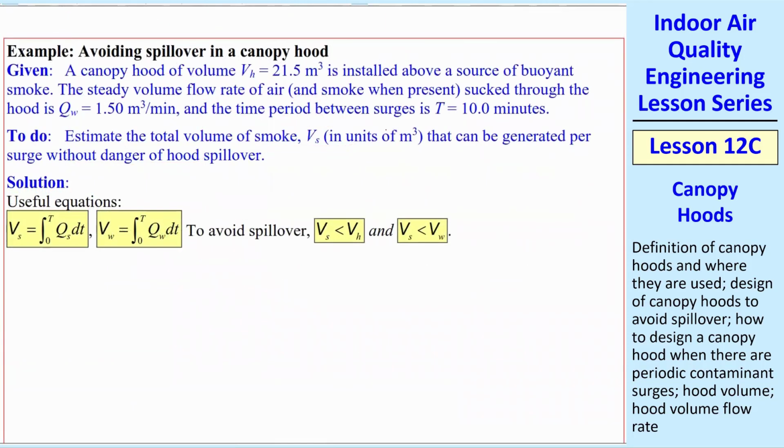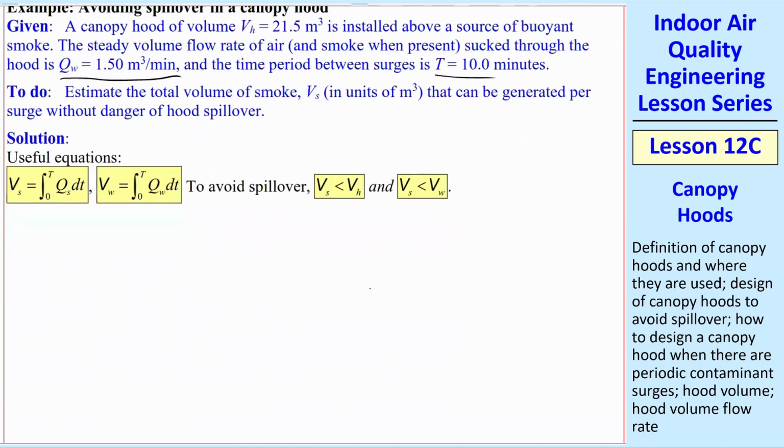Let's do a quick example. Let's look at a canopy hood. I give the hood volume. There's a source of buoyant smoke. We're withdrawing at a given flow rate, and time period is given, 10 minutes between these surges. We're going to estimate the total volume of smoke that can be generated per surge without danger of hood spillover.